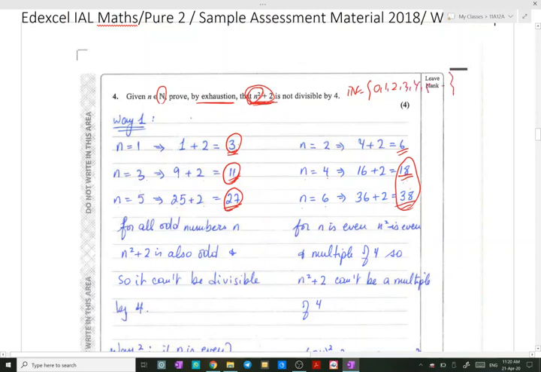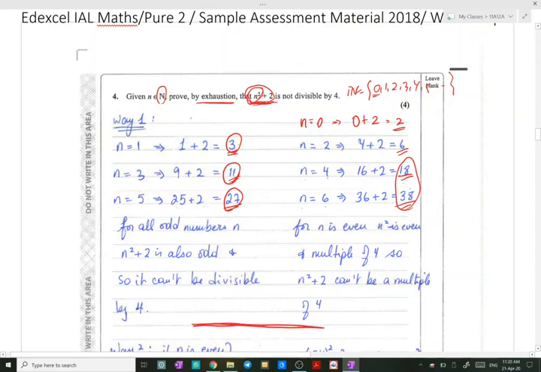Now you're going to say, why didn't we take 0? Even if we take 0 and we consider it as an even number, this is going to be equal to 0 plus 2 equals 2, where 2 is not divisible by 4. Now this is way 1.